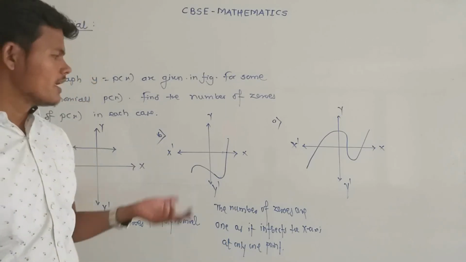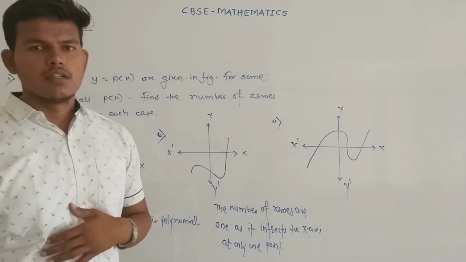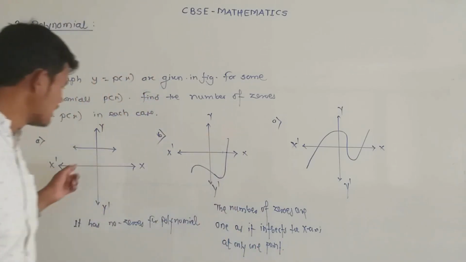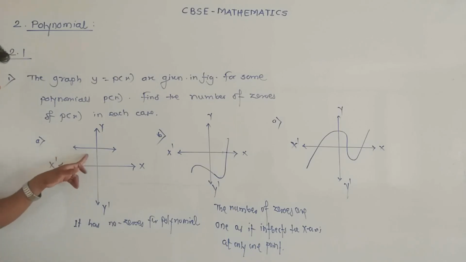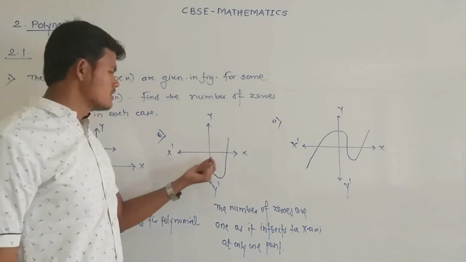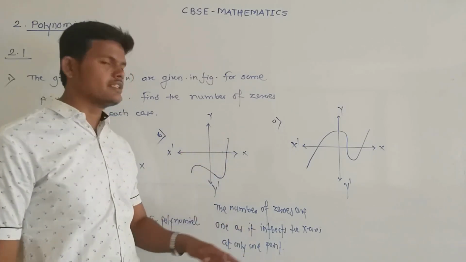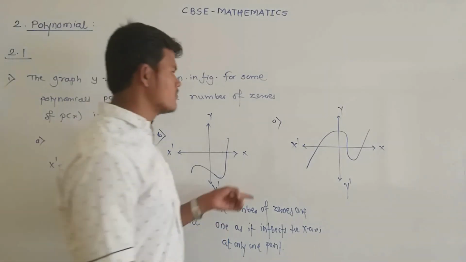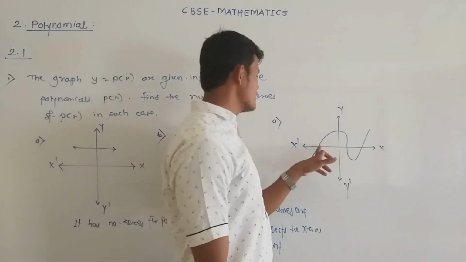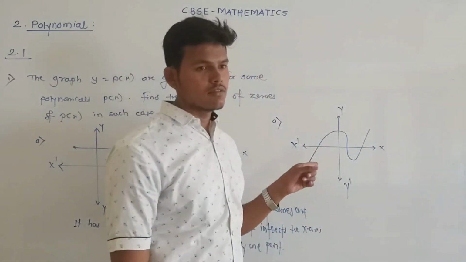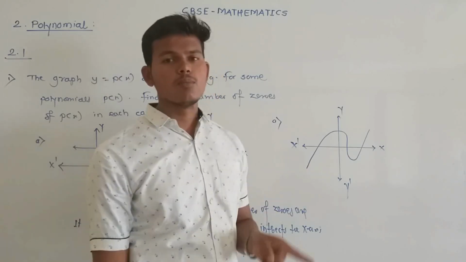distinct zeros are there. And if the graph of a polynomial is above the x-axis or below the x-axis, that means it has no zeros. Like in the first case, the graph is exactly above the x-axis, so there are no zeros for the polynomial. And for the second case, the graph intersects the x-axis at only one point, so the number of zeros is 1. And for the third case, the graph intersects the x-axis at 3 points, first, second and third. That means the graph is for a cubic polynomial.